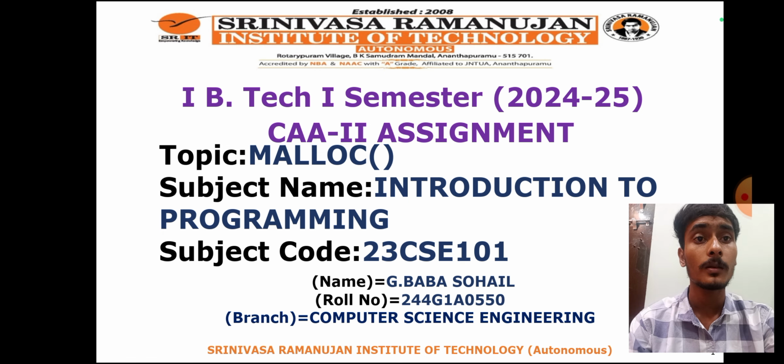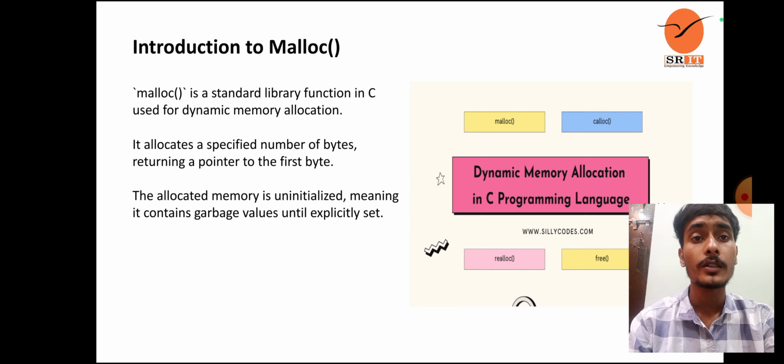Into the topic. Introduction to malloc. Malloc is a standard library function in C used for dynamic memory allocation. It allocates a specified number of bytes, returning a pointer to the first byte. The allocated memory is uninitialized, meaning it contains garbage values until explicitly set. Going to next slide.